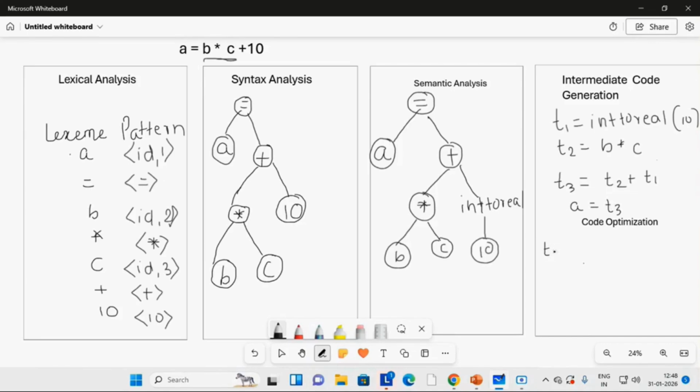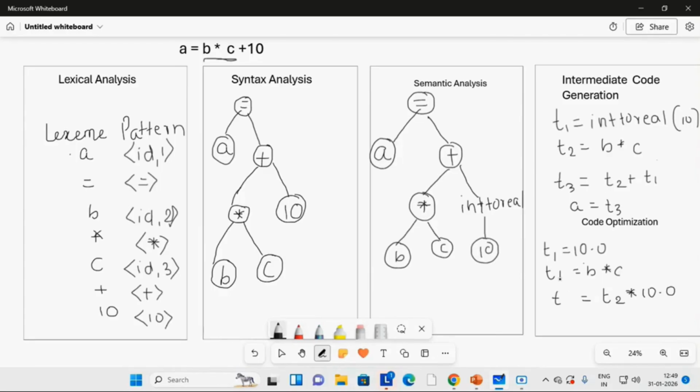Now we need to convert it to optimized code. So we first write T1 is equal to 10.0. Then T2 is equal to B into C. Now it is T3, but here instead of T1 I will write T2 into 10.0. Now T1 is no longer existing. What I do is I change this particular T2, I'll change this T2 to T1.